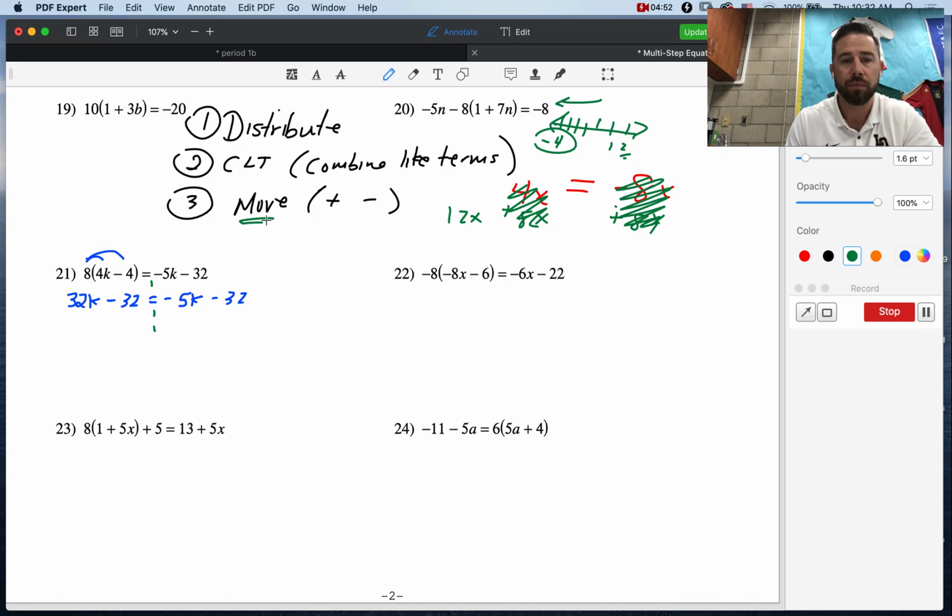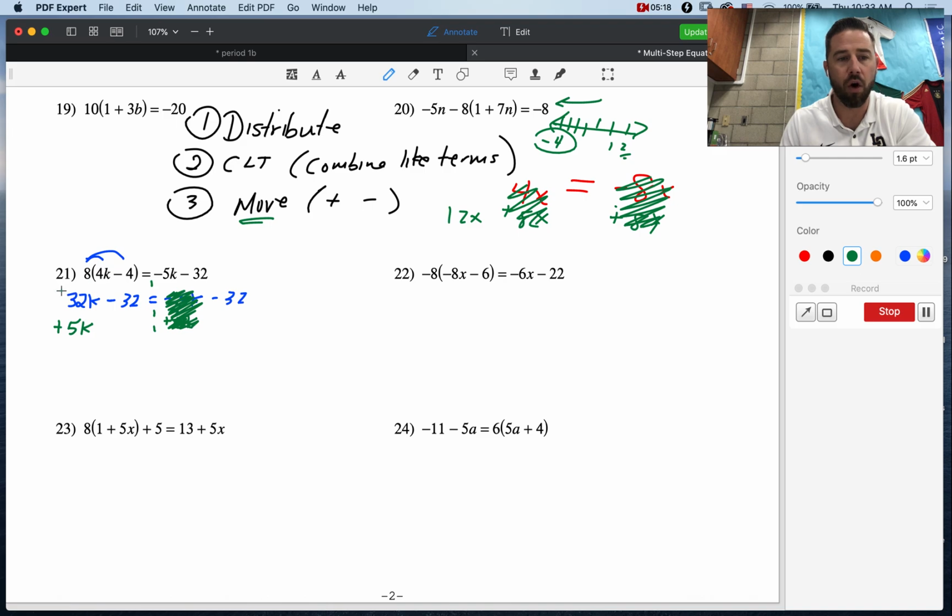So then we move. The first thing I like to do is move the variables, because that establishes what we're going to do moving forward. And I told you we like to move the smaller variable. Negative 5 is a lot smaller than 32. So I'm going to move this guy, and I'm going to add 5k because I do the opposite. I'm going to add 5k, and that gets rid of this guy.